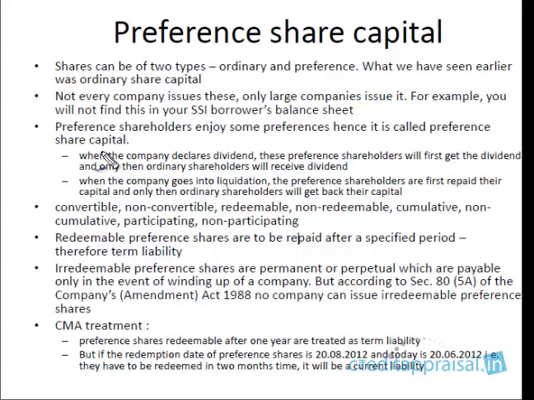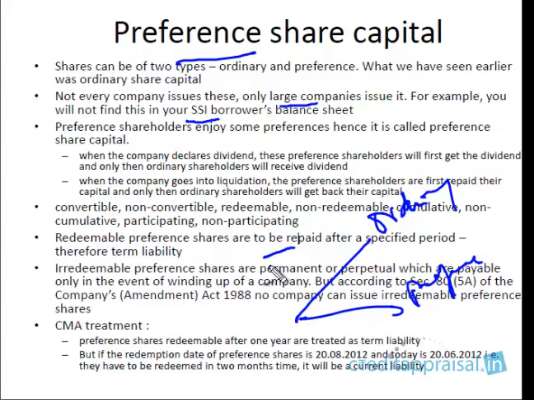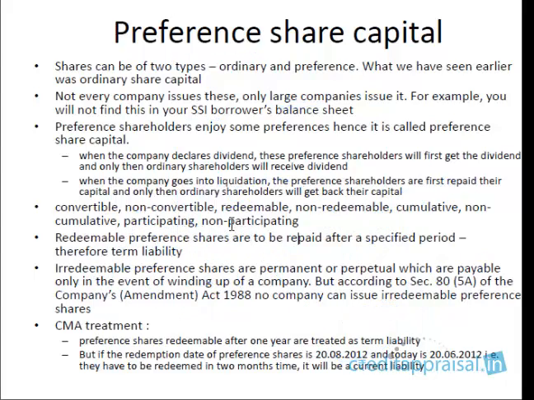Usually you are not going to see preference shares unless it is a very big company. Only large companies go for preference shares. For small SSI borrowers or mid-sized borrowers, you are not going to find preference share capital. But if you see it in the case of large borrowers, preference share capital is also a capital. Share capital is of two types: ordinary share capital and preference share capital. So you can classify it as a part of equity. Under the owners' funds you have capital and reserves and surplus, so you can take it into capital.